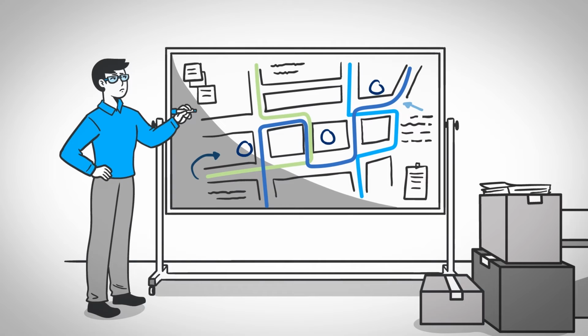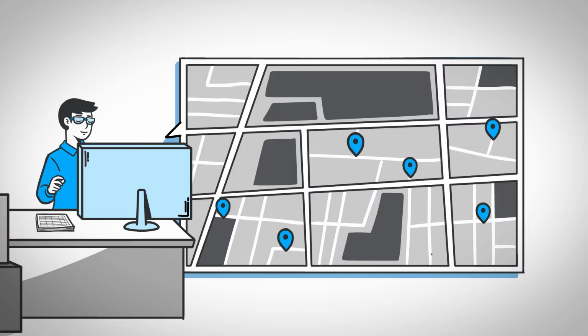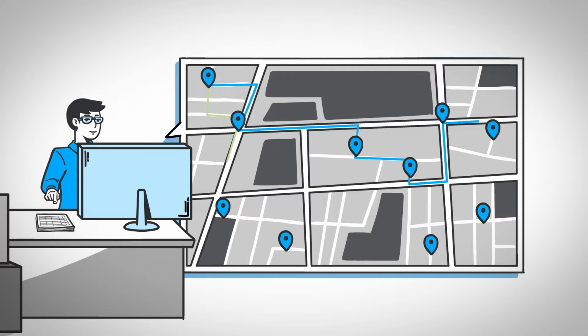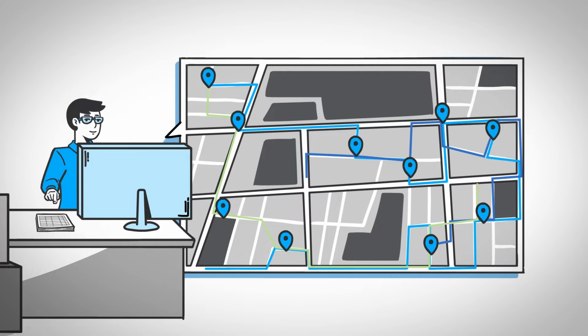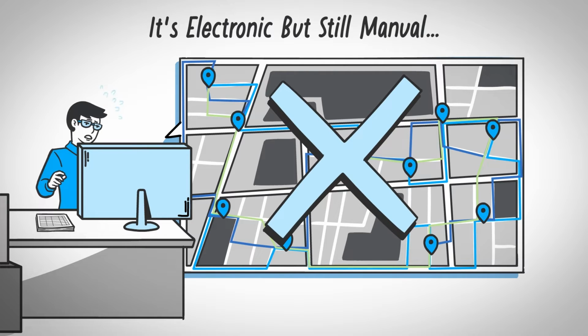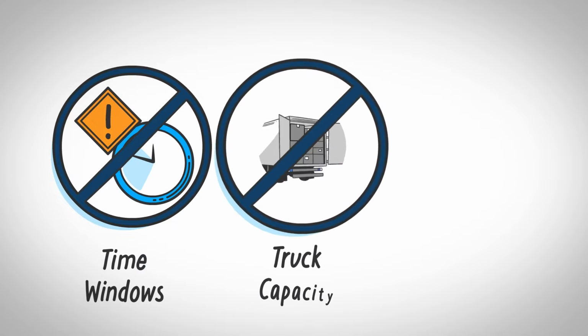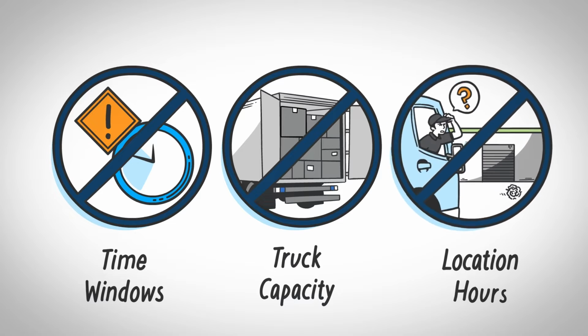He used to slog his way through his job, but now uses free mapping software to build routes. Sam saves time by uploading his customer addresses to the software. One downside is the software is limited to a maximum number of stops. It can't factor in constraints like time windows, capacity, and location hours.